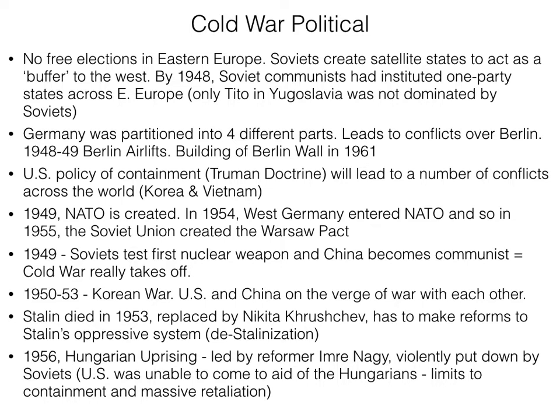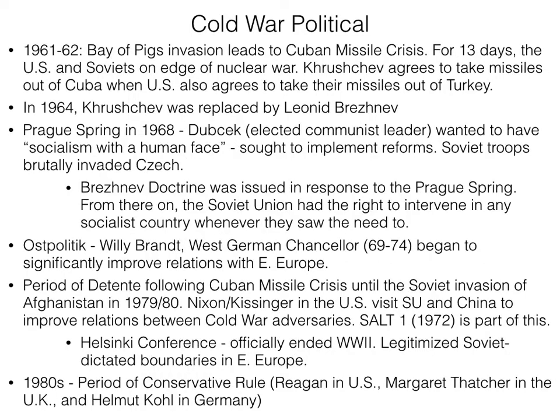In 1956, the Hungarian uprising. This is really important because the Hungarians wanted and tried to get the United States to help them liberate themselves from Soviet control, and the Soviets go in and violently put down the revolution. And so this was kind of a warning to all other satellite states that if you try to revolt, we will violently crush your rebellion, and many people will die.